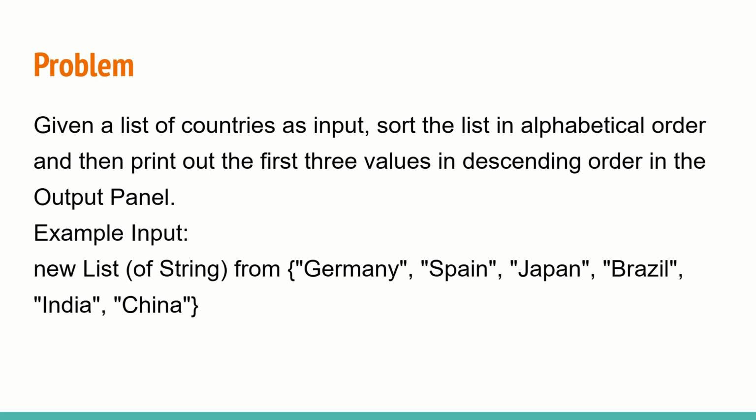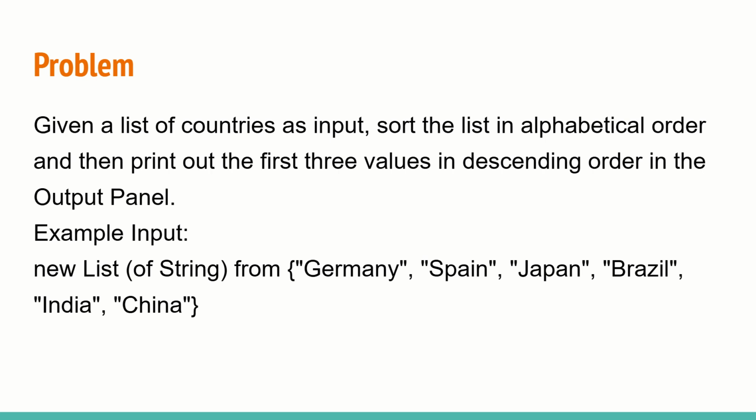In today's session, we will try to solve the problem on lists, that is, working with lists. We are given a list of countries as the input and we are asked to sort the list in alphabetical order and then print out the first three values in descending order in the output panel. So here there are three different aspects. First thing is to define and initialize the list, and later we should be able to sort it in alphabetical order in the ascending fashion, and later we should be able to sort it in descending order and then display the first three values.